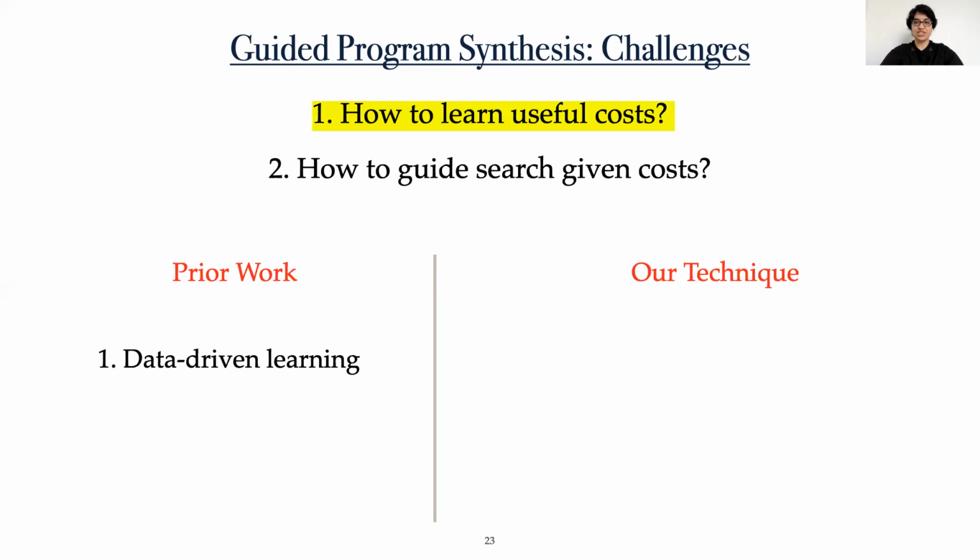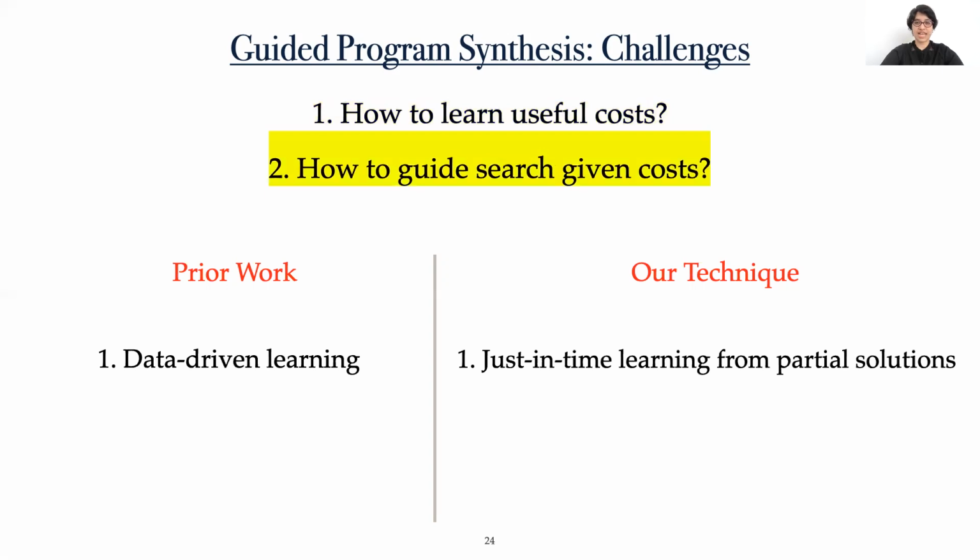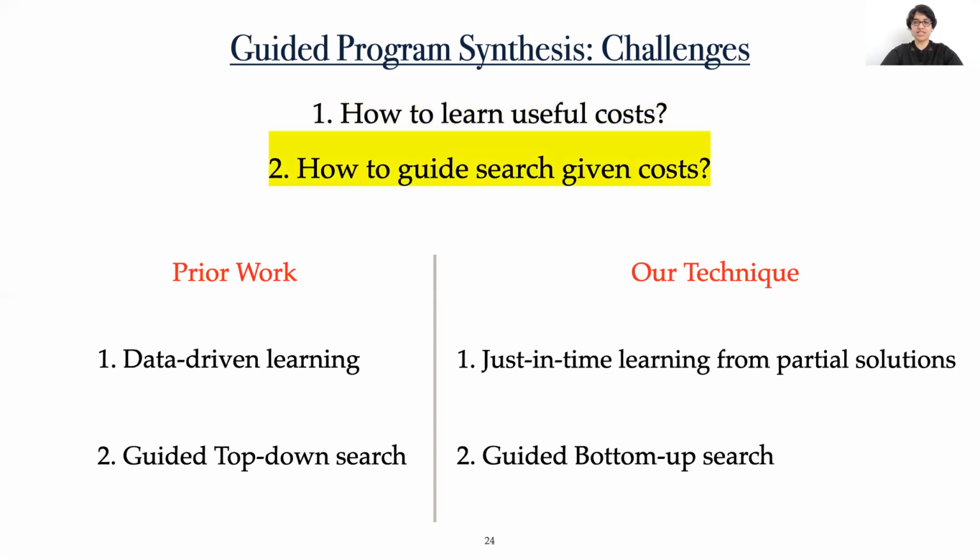To tackle this challenge, we propose a technique called just-in-time learning that uses partial solutions enumerated during search to learn costs on the fly. Partial solutions are programs that satisfy a subset of the input-output examples. They are often similar in structure to the actual solution, and so we use them to learn costs. For the second challenge of guiding search, existing approaches use guided top-down search, whereas we propose a new algorithm we call guided bottom-up search, which is more efficient since it uses powerful pruning techniques.